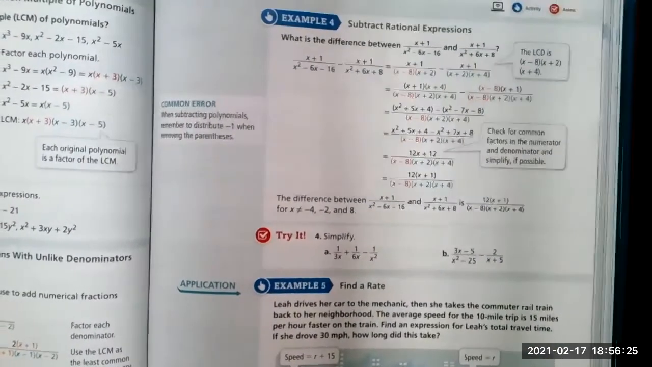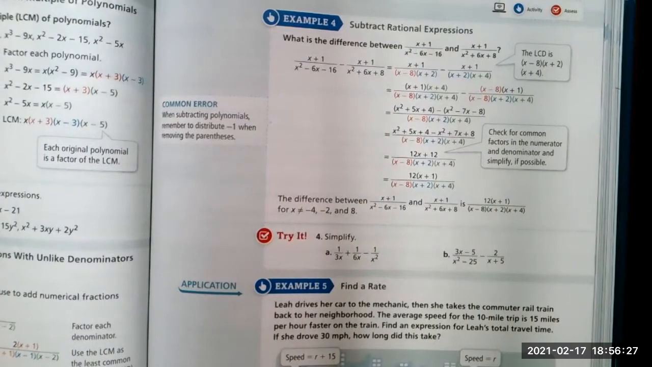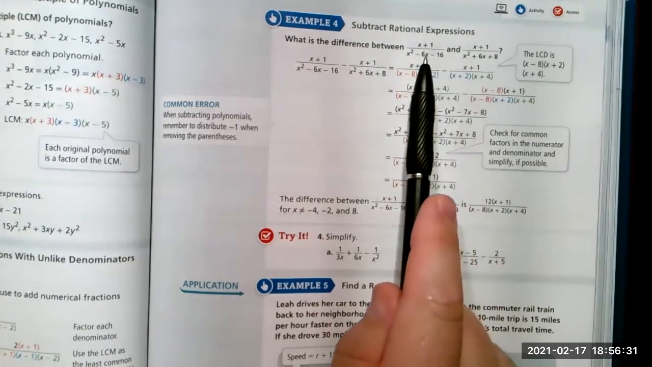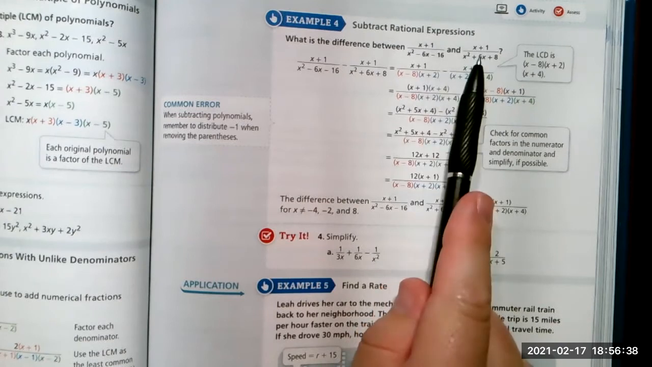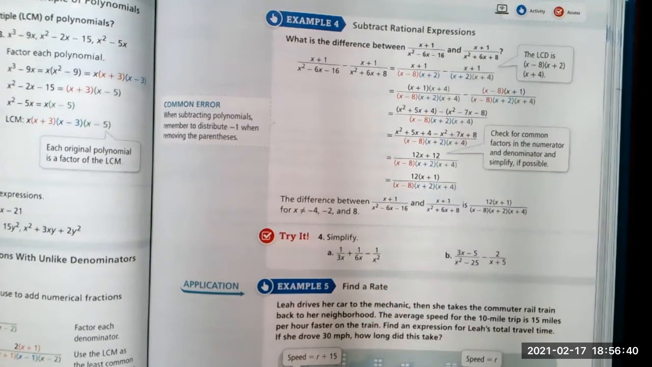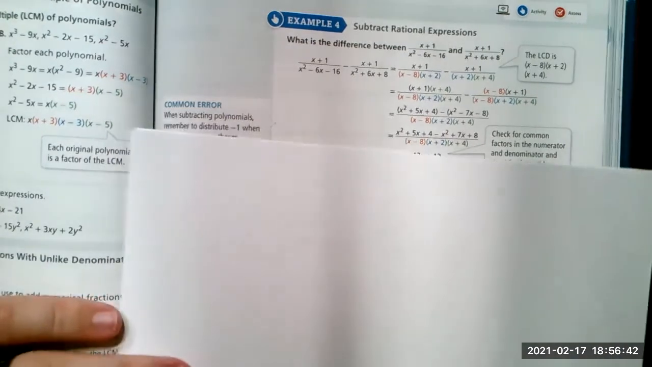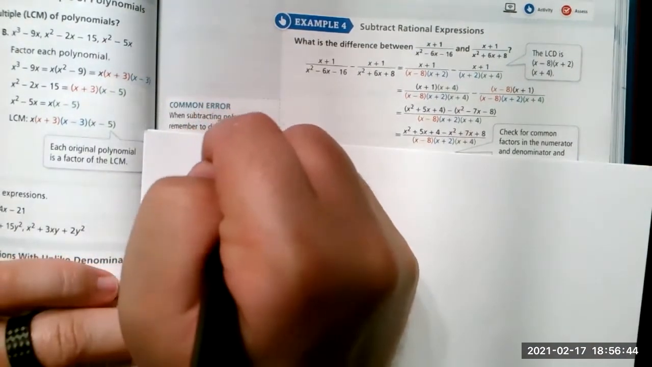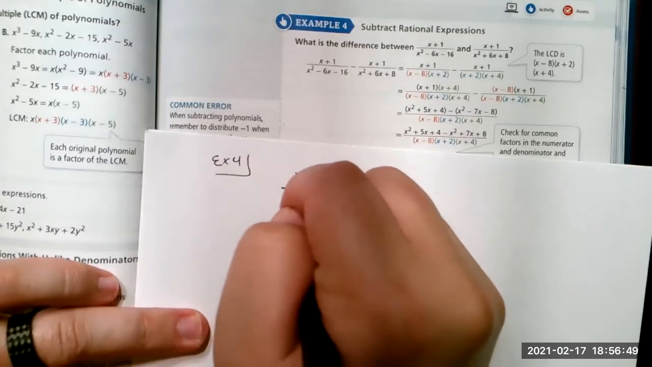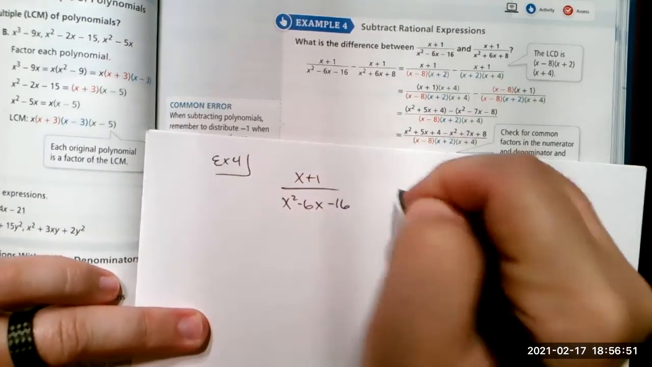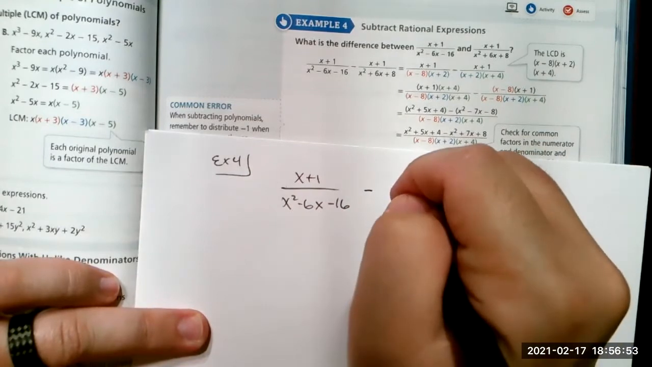Let's take a look at 4. Subtract. So this is exactly the same as what we just saw. Looks like my denominators are not the same. So this is exactly like example 3. We've got to find a common denominator, and then we're just going to subtract the two fractions. So let's do that. So the difference, that means subtraction.